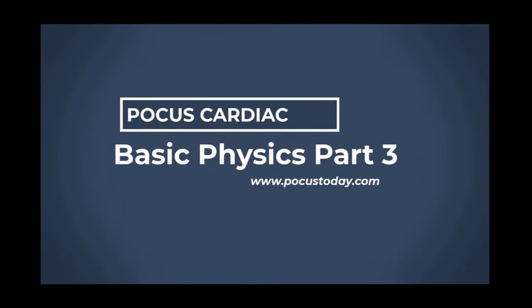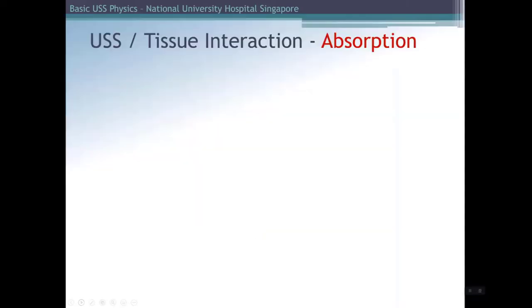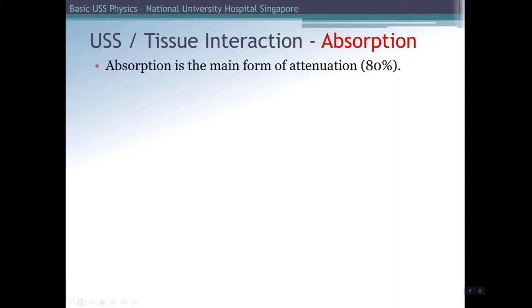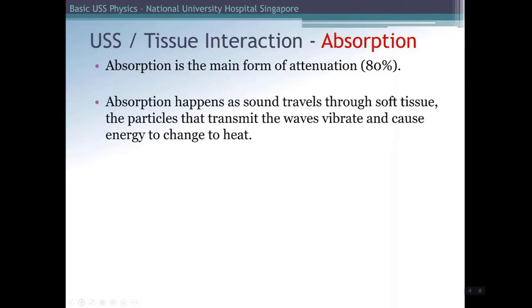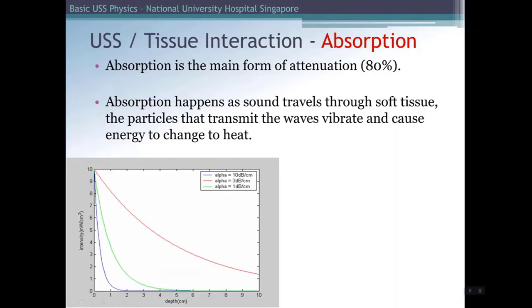We will go through some of the ultrasound controls used for image optimization now. Let's look at interactions between ultrasound and tissue. Absorption of the ultrasound waves as they pass through tissues is an important interaction. It accounts for up to 80% of attenuation of the ultrasound beam. Absorption happens as the sound waves cause the particles of the tissue to vibrate, generating heat. Energy of the sound waves is changed to heat, causing attenuation of the sound waves.